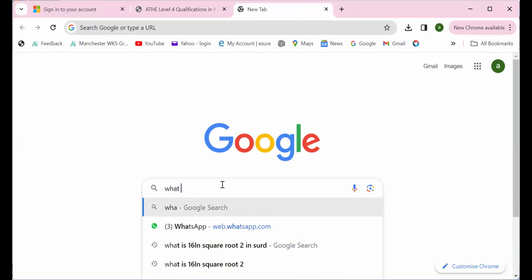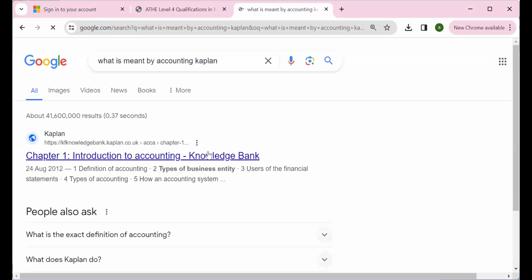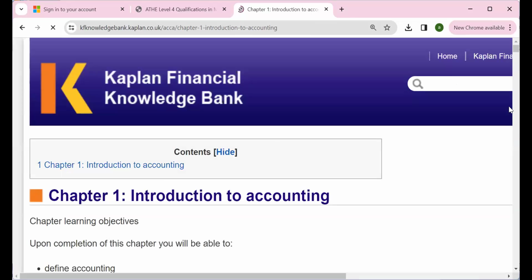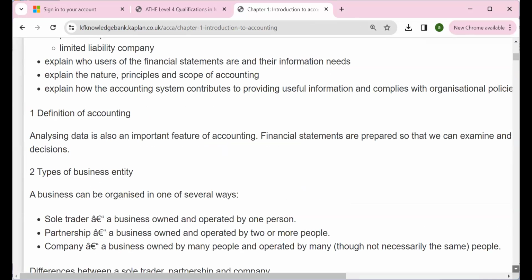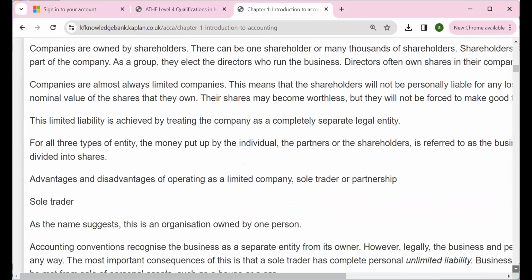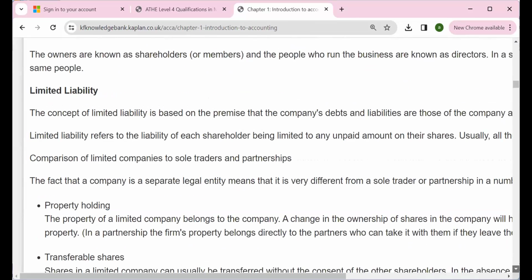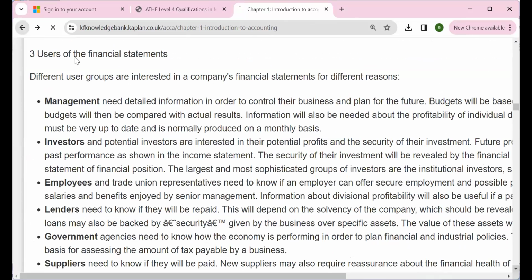Okay, so we can say what we meant by accounting, and Kaplan. Kaplan is a publisher, they have published, so we can look around introduction to accounting. Yes, the definition of accounting, and we can write, so quite good. Analyzing the data is also an important feature of accounting. The financial statements we prepare, accounting can be used for all sole traders and partnerships. Accounting means recording the transactions systematically in the books of account. Yes, so accounting helps, and it's simple.